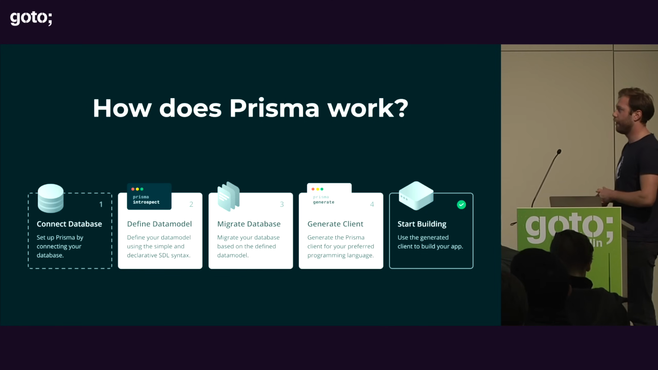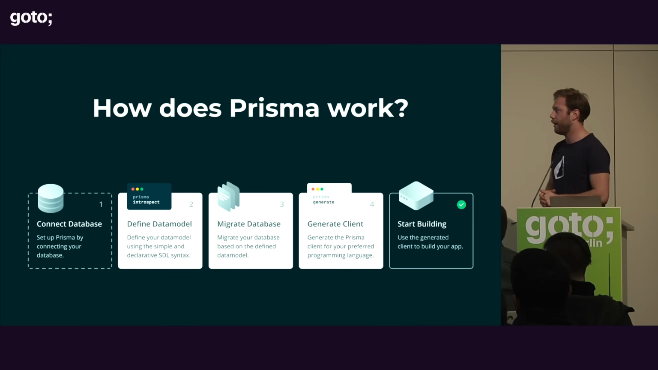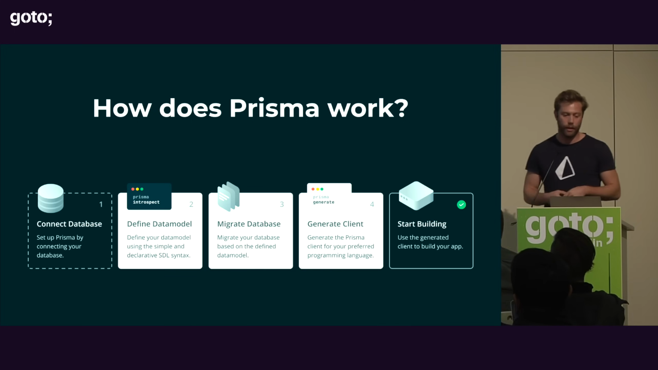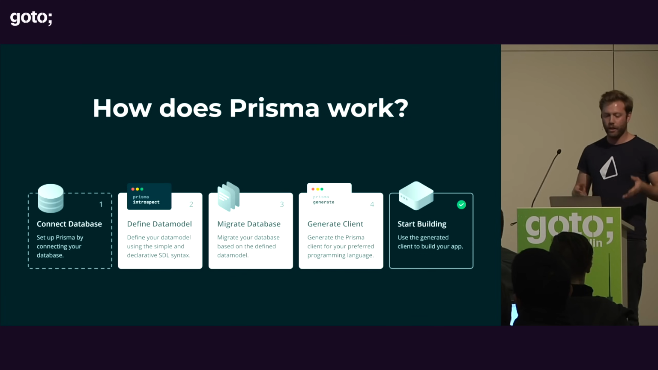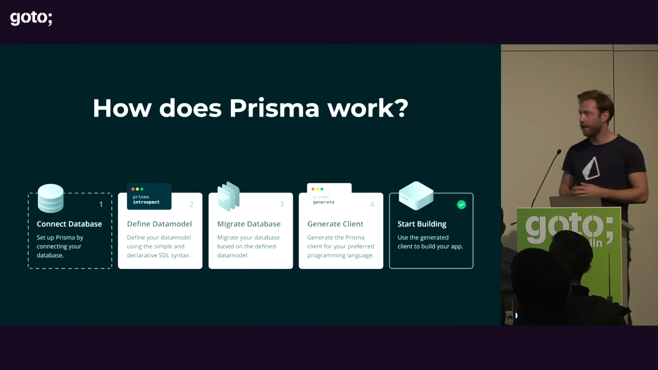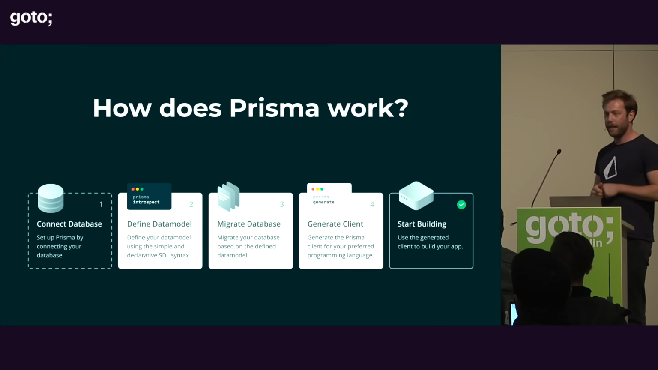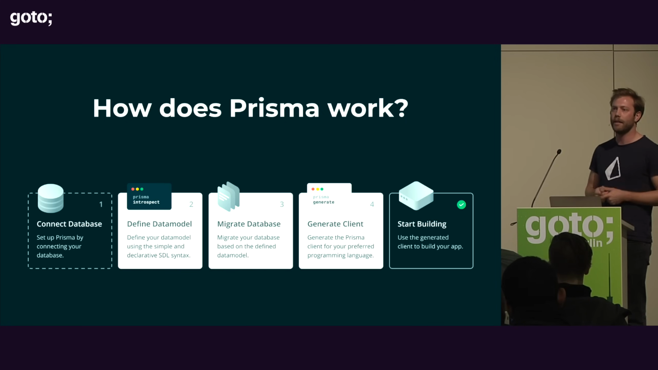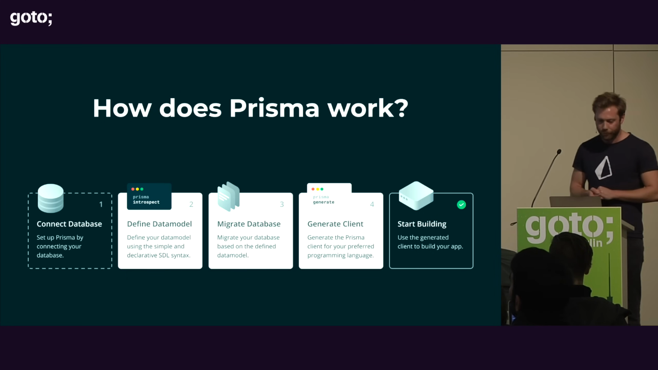How does Prisma work? So there are basically these 4 steps when you get started with Prisma. First, you have to connect your database. So you can either use a new one or you can use one that already has existing data. Then you would go and define your data model. If you already have some data, then Prisma will do introspection of your database and will actually also auto-generate that data model.